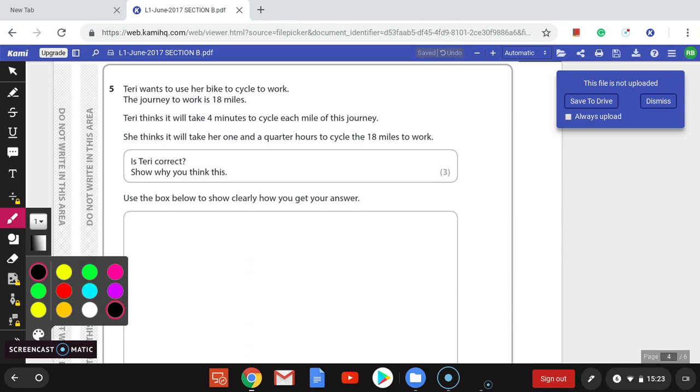Right, so the first part of this is very simple. You're going to cycle 18 miles. It's 4 minutes a mile, so 4 minutes times 18 gives you 72 minutes. Okay, now the statement from the person in this question is Terry saying that she thinks 72 minutes is the same as 1.25 hours. Is that true?